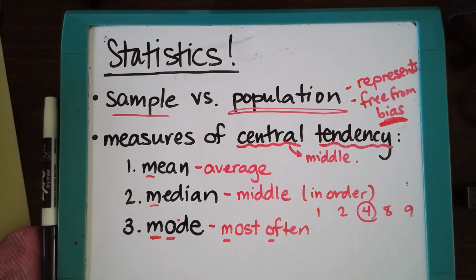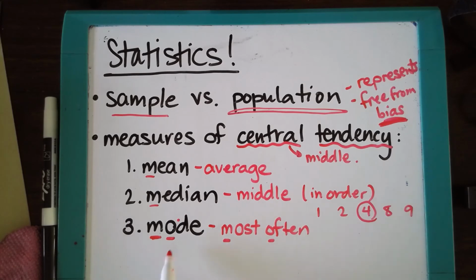A really good time to use the mode would be if you were stocking shelves in a clothing store and you needed to order some jeans. Say you worked at the Gap, and everyone was buying jeans, and one size, maybe size 7, was the most common size that people purchased. You would want to know what size most people purchase, so that you have lots of that when it comes to stocking your shelves in your store.